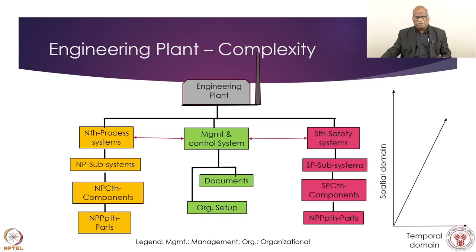I can see two dimensions that we are trying to see. One is the spatial dimension, that is, how the plant state is defined in terms of the status of the equipment or hardware or software. The second is what is happening to this equipment in the temporal domain. That means time and spatial domain together form part of the complex modeling. And of course the human factor impacts both aspects, so we have to see the management control aspect.